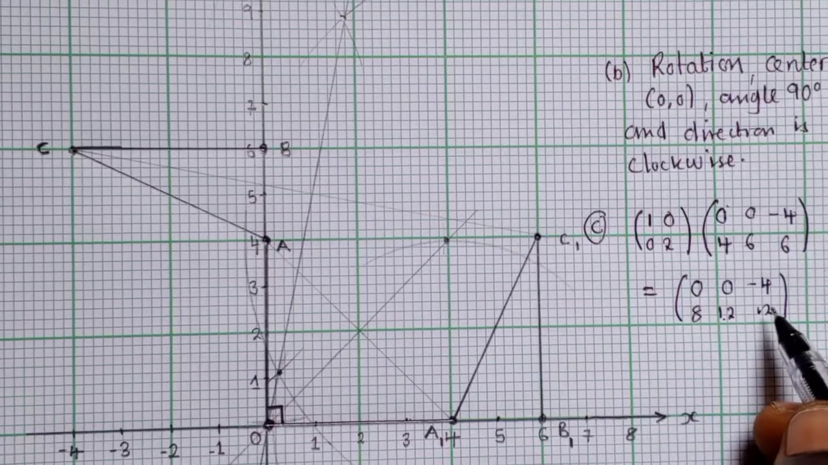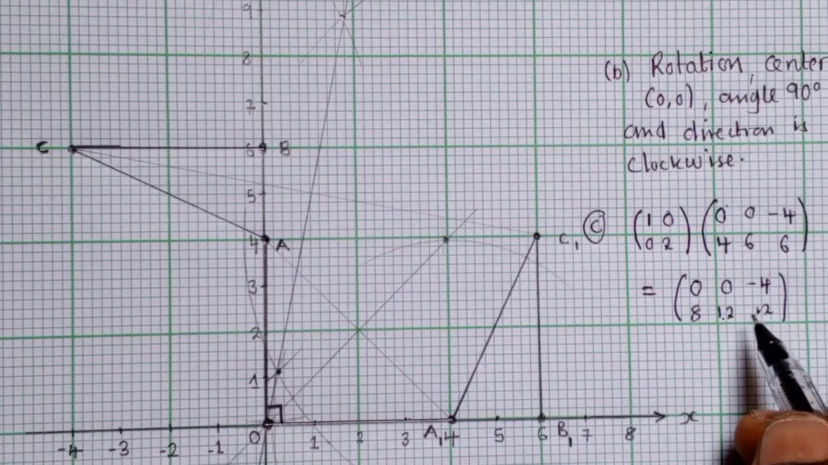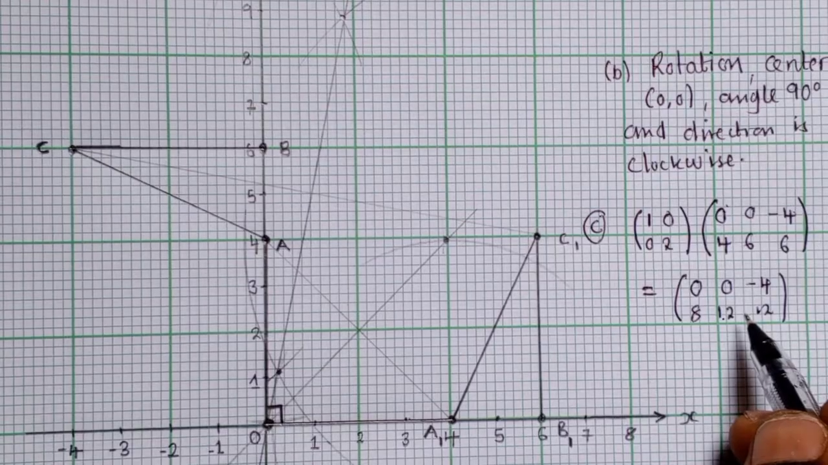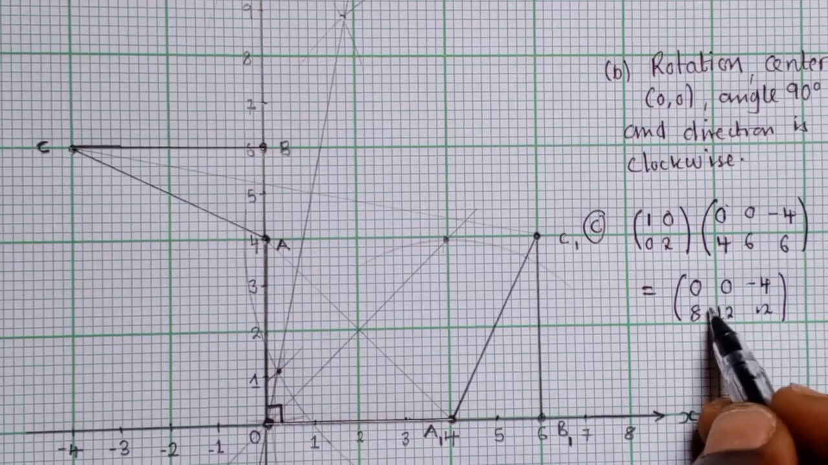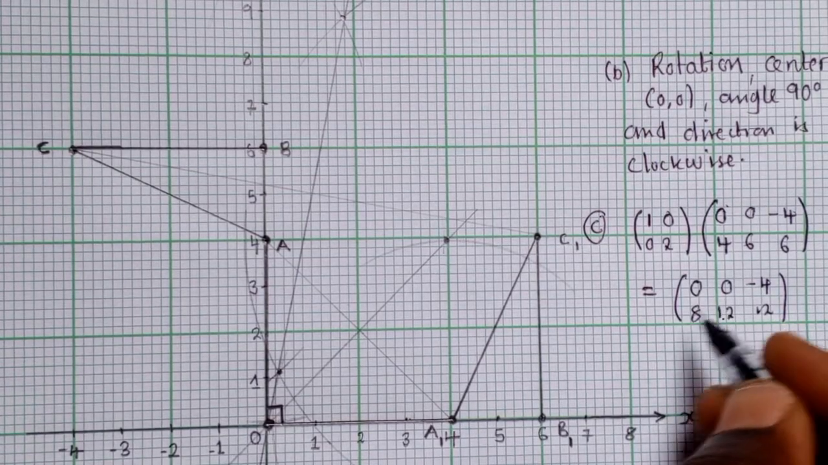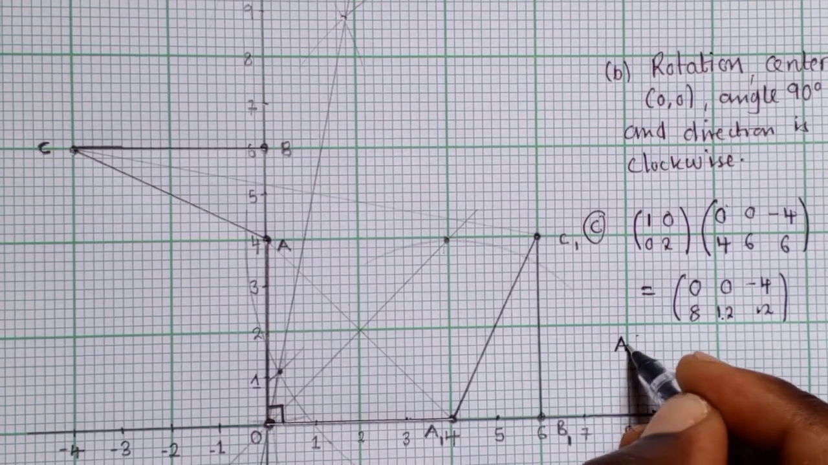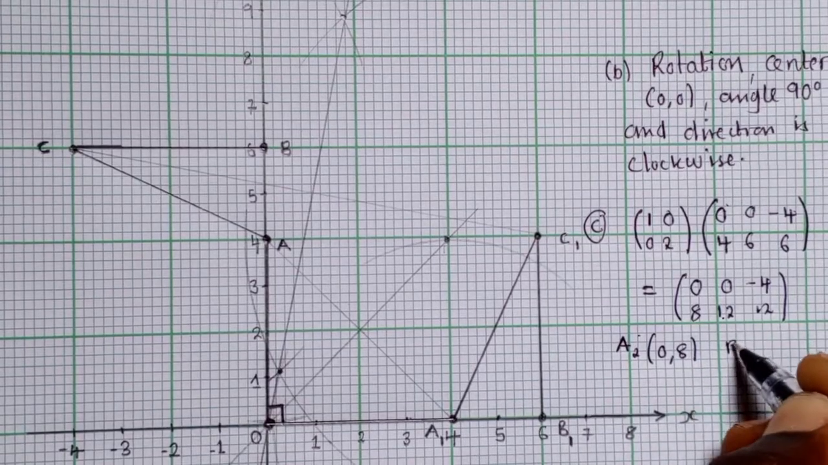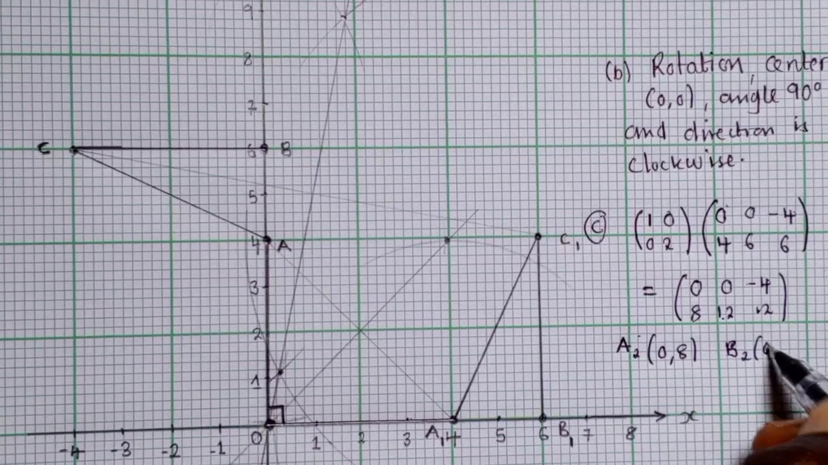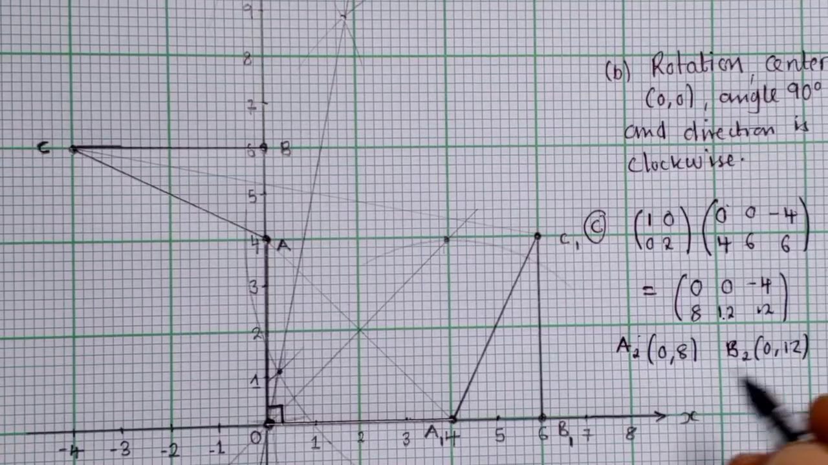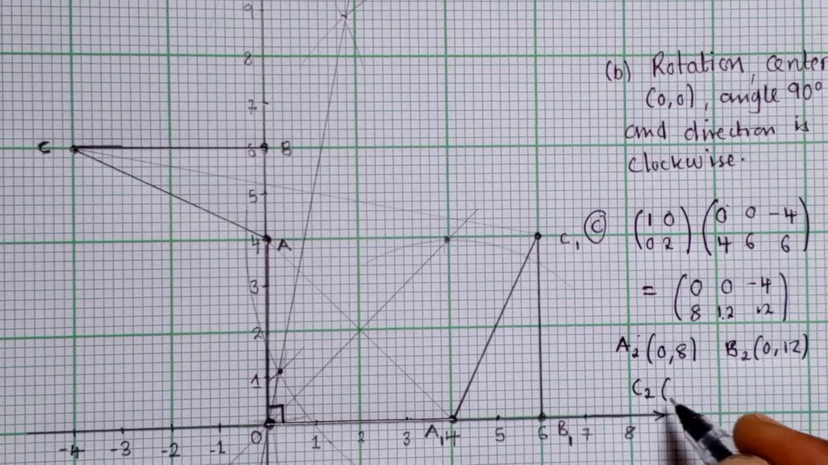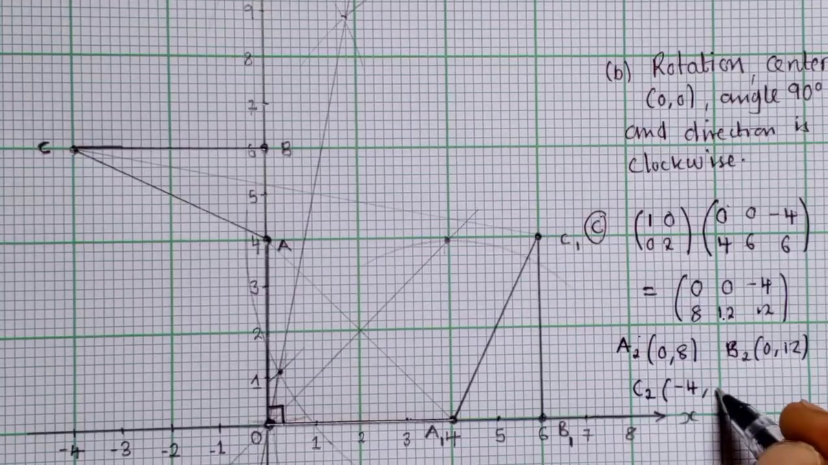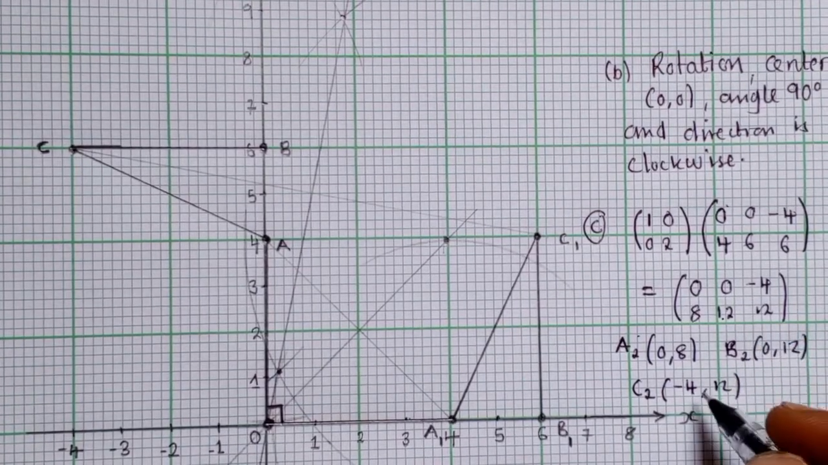So now the question continues. They're saying, draw and label triangle A2, B2, C2. So we have to draw and label. So we'll be getting these coordinates. So before we even get these coordinates, we can show that our A2 is 0, 8. Our B2 is 0, 12. And our C2 is what? Is negative 4, 12. I'm just getting from these coordinates, okay?